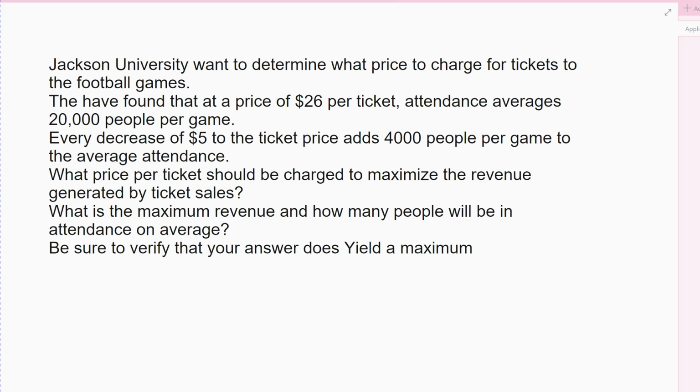So I've got Jackson University wants to determine the price to charge for tickets to a football game. They have found that if the price is set at $26 per ticket, attendance averages around 20,000 people per game. Every decrease of $5, when they drop the price, more people should be willing to attend. So for every $5 drop in the ticket price, 4,000 more people will attend the game. What price per ticket should be charged to maximize the sales? Revenue is your sales, the revenue generated by ticket sales. What is the maximum revenue and how many people will be in attendance on average?